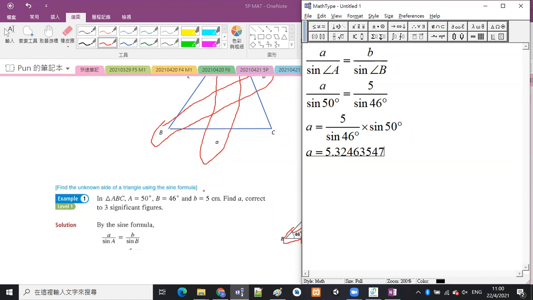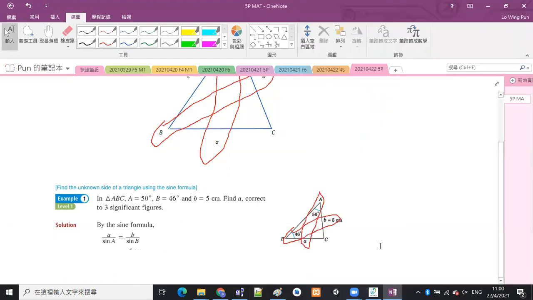The question asks you to correct the answer to 3 s.f. So you just correct this to 3 s.f. A should be equal to 5.32. The next digit is 4, so we do not need to add 1. And the answer should have a unit. It should be cm. So the answer for A is just like this.